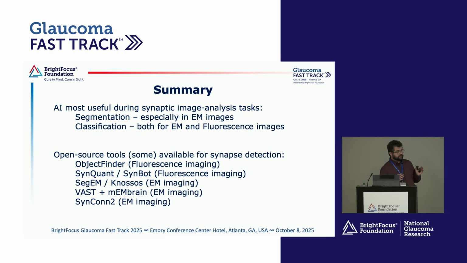In summary, the most use for the AI is either in the segmentation step, and this is extremely true for EM, or in the classification step. So you can classify different types of synapses from each other using AI, and this is true for both the EM and fluorescence images. We have, at this point, multiple open source tools that we can use for this. These are only some that are the most updated. So Object Finder, Synaptic Quantist, and Bot for fluorescence imaging. And then most of the retinal connectomic people use Knossos or VAST for EM segmentation.